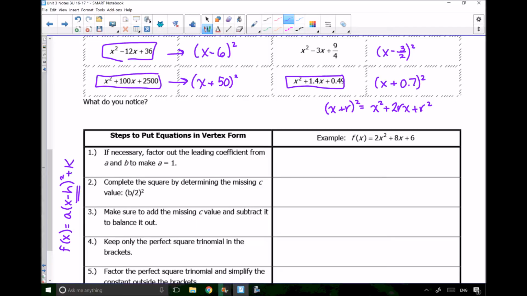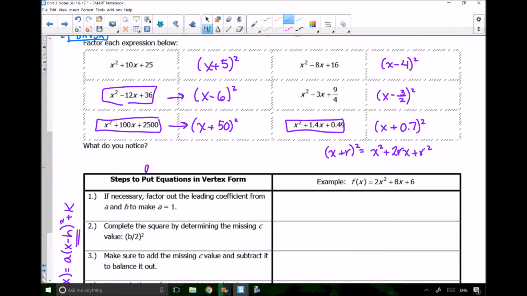Okay, so step one, if necessary, factor out the leading coefficient from a and b to make a equal to 1. And remember, by a and b, this is what we're talking about in the form that we're looking at right here. So if you notice right here, all the leading coefficients are all 1. But in this example here, my leading coefficient is 2. So I'm going to factor out a 2 just from a and b. Even if it's factorable from c, I'm not going to factor that out, okay?